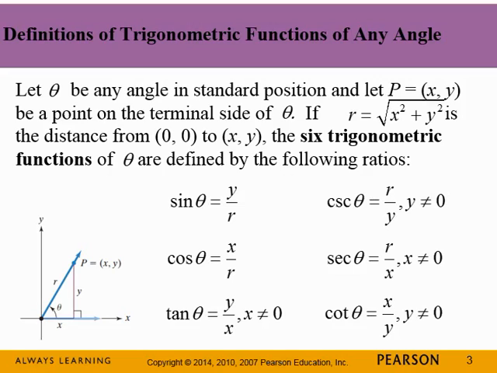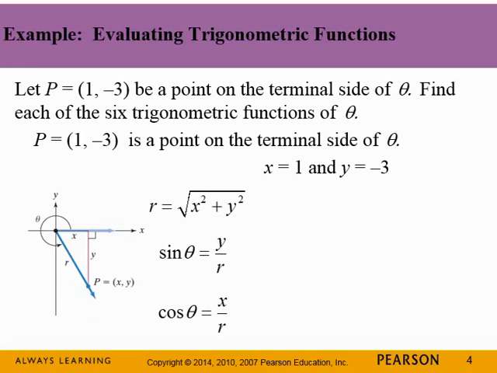So your trig functions of theta are defined as the following ratios. Sine theta is y over r, cosine is x over r, tangent is y over x, and then your reciprocals are your other functions: r over y, r over x, x over y. But x cannot equal 0, and y cannot equal 0, if they are in your denominator. I would write these down, they are important and they come up a lot.